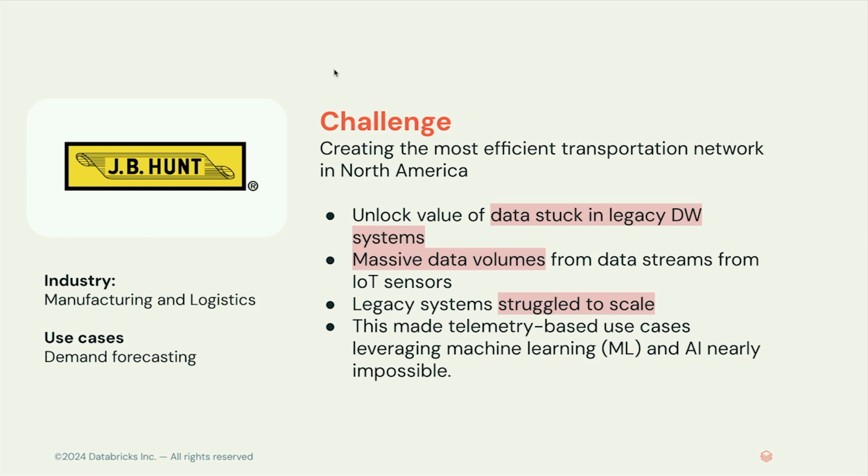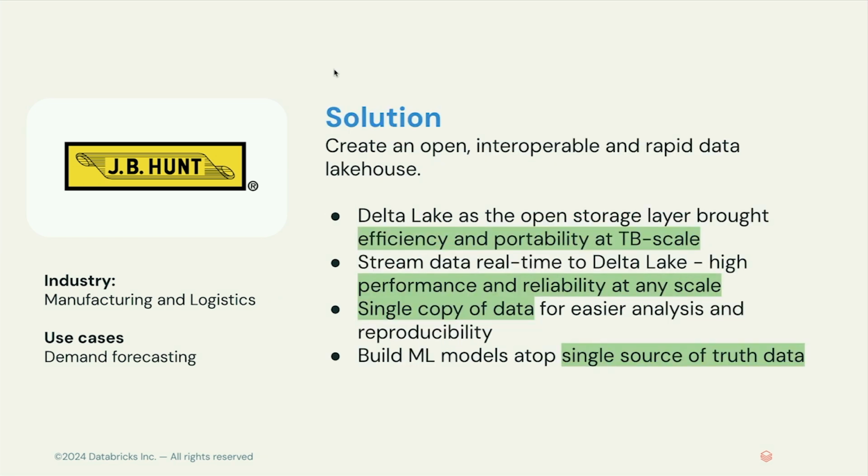Okay, here's another example, JB Hunt. They're in the manufacturing and logistics industry. They wanted to unlock the value of data that was stuck in legacy data warehouse systems. They had tons of data that basically their existing legacy systems struggled to scale. Their solution was to leverage Delta Lake as the open storage layer, which brought tons of efficiency and then portability. So that's that key aspect of having open storage formats that are all in that blob storage that you have like S3 or ADLS at terabyte scale.